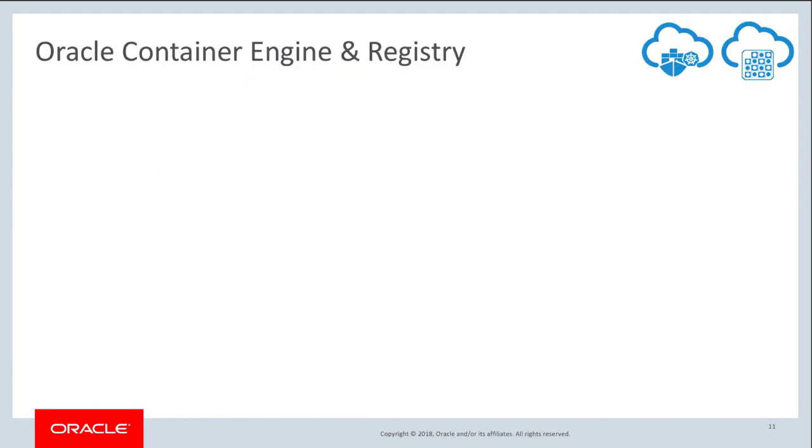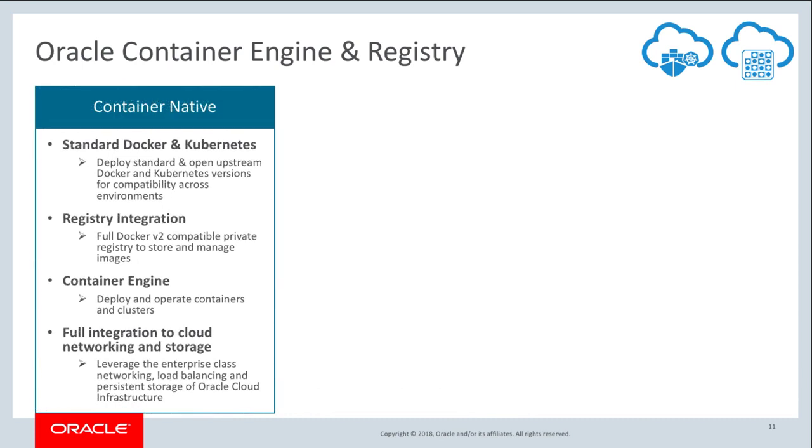So what are some of the key differentiators for Oracle Container Engine and Registry Service? It's container native. Basically, the Kubernetes service is a standard Kubernetes. It's a vanilla Kubernetes, and as you could see, we support all the latest versions as well. Similarly, from a container runtime perspective, we are using a standard Docker container runtime. As Docker and Kubernetes is kind of a de facto containerized application development platform nowadays, we use standard Docker and Kubernetes within the Kubernetes engine as well.